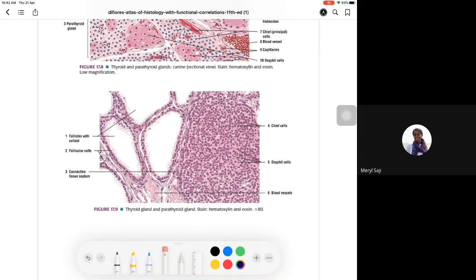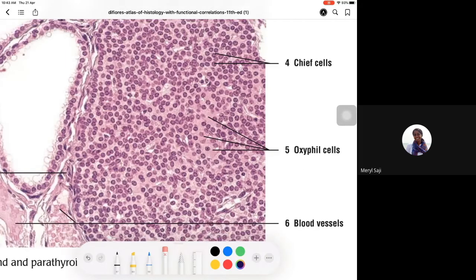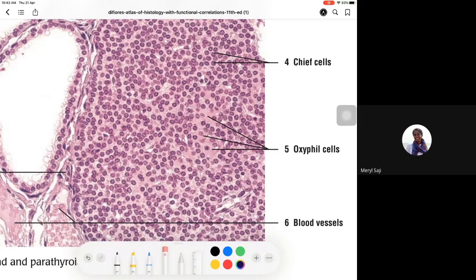On the left, we have thyroid, which has follicles with colloid and follicular cells. And then we have a connective tissue septum. And then we have parathyroid with chief cells and oxyphil cells. And they have also marked blood vessels.